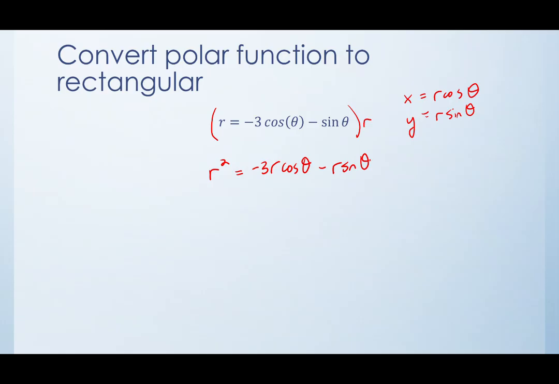And now we can do our conversions, right? We see an r squared. We know that this is going to be x squared plus y squared. We see a negative 3r cosine theta, so the r cosine theta becomes x. And we see a negative r sine theta, so the r sine theta becomes y. And hey, we've got this thing converted.